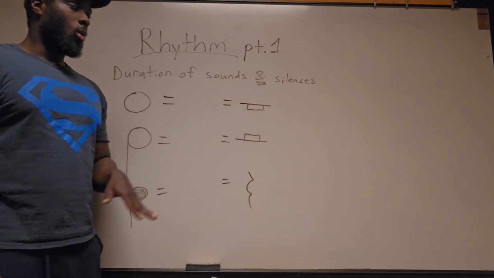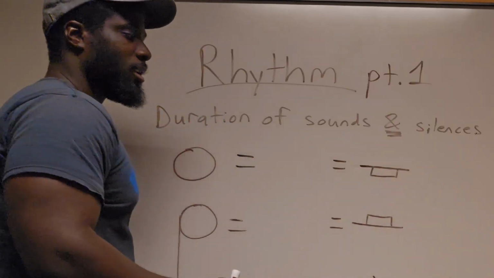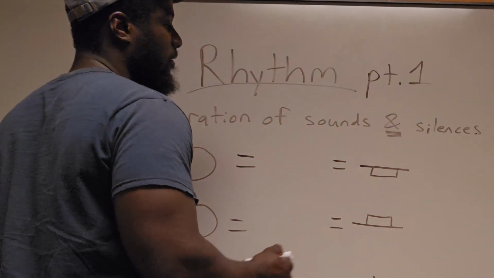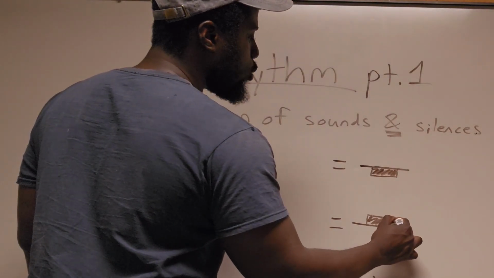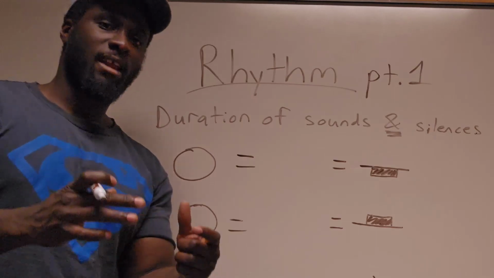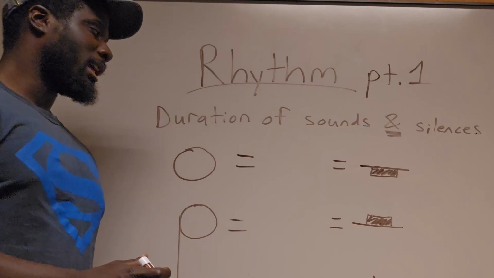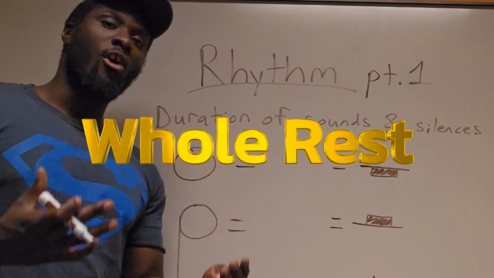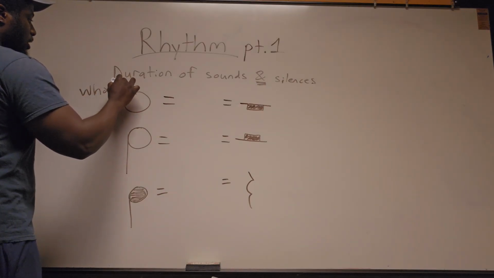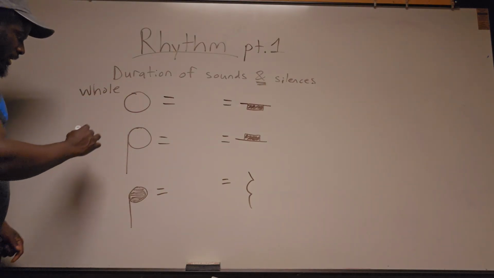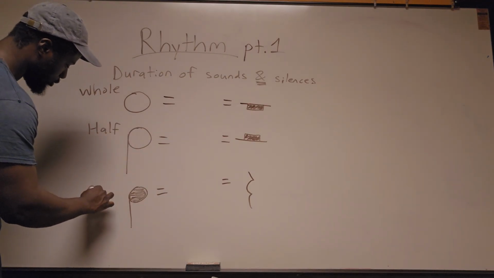And then there's what we call our rest. When you have a line, and I should have colored this in, but when you have a line and then you have a black box hanging down below it, that's what's called a whole rest. Let me put this over here just so that you guys can see it. Whole. This is half, and this is a quarter.